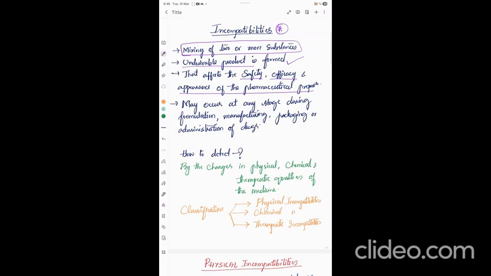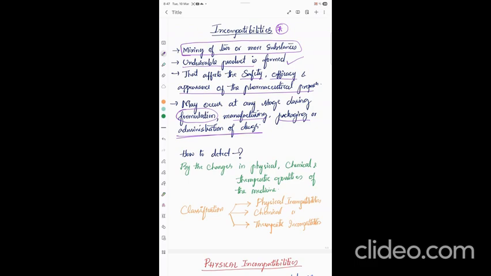So the interaction of the drug with another drug or of a drug with the additives or adjuncts, and dosage errors, all these come under the incompatibilities. And this incompatibility may occur at any stage, like during the formulation development, or during the manufacturing of the product, or during the packaging of the products, or even the administration of the drugs, right? So it may happen at any stage of the processing of the drug.